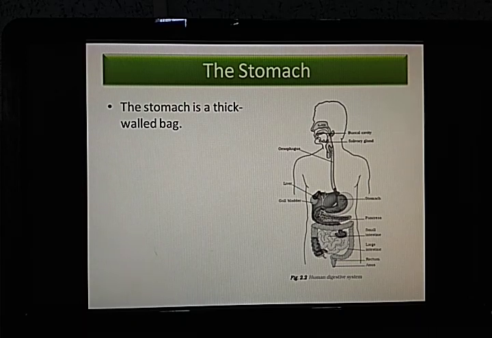It is thick because here there are some very reactive, different kinds of digestive juices and the hydrochloric acid, which is very corrosive in nature. If the walls of the stomach were thin, then it might penetrate. So as a result of this, the stomach walls are very thick. We'll come to that later on.